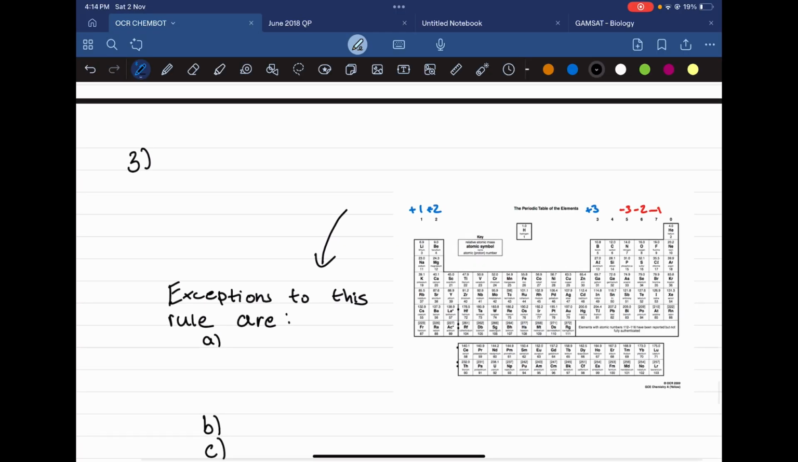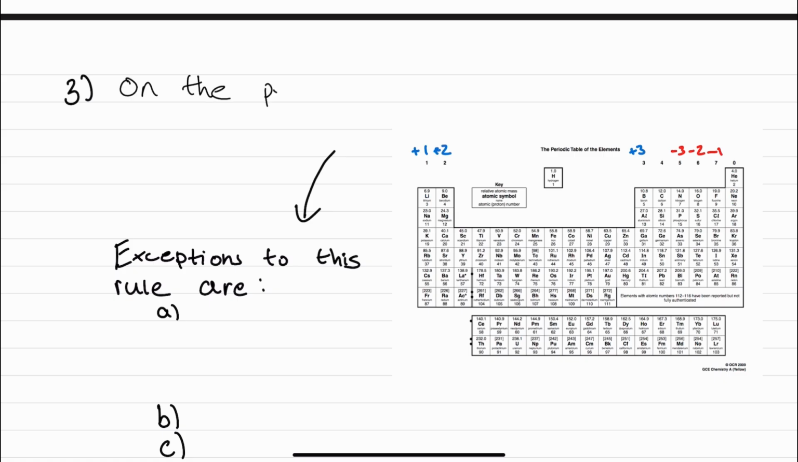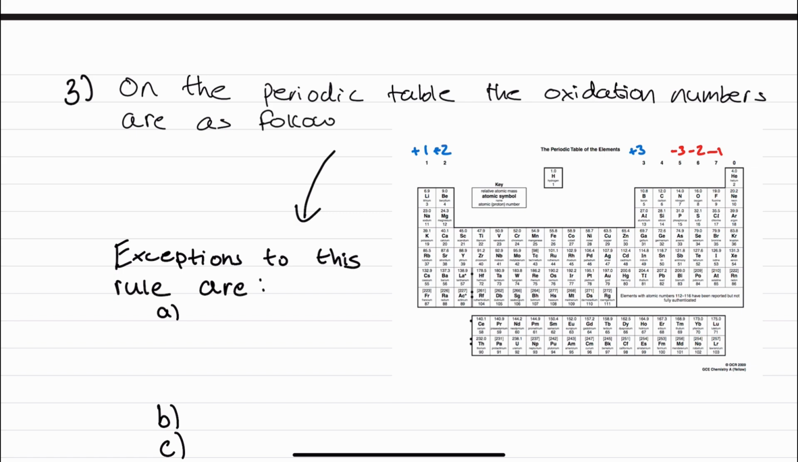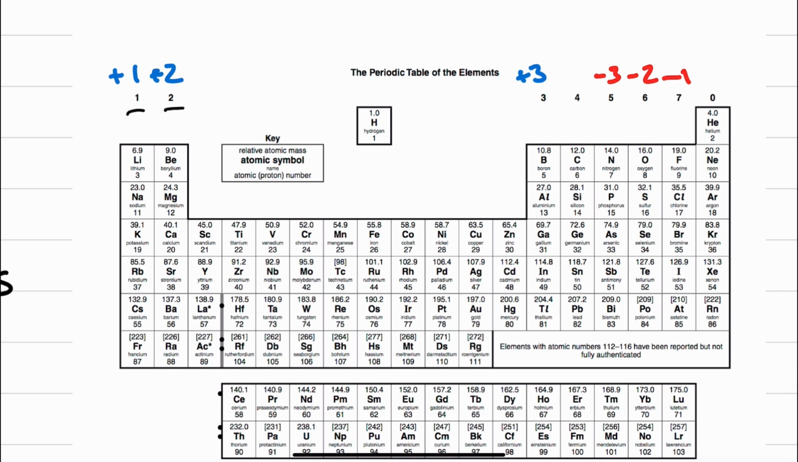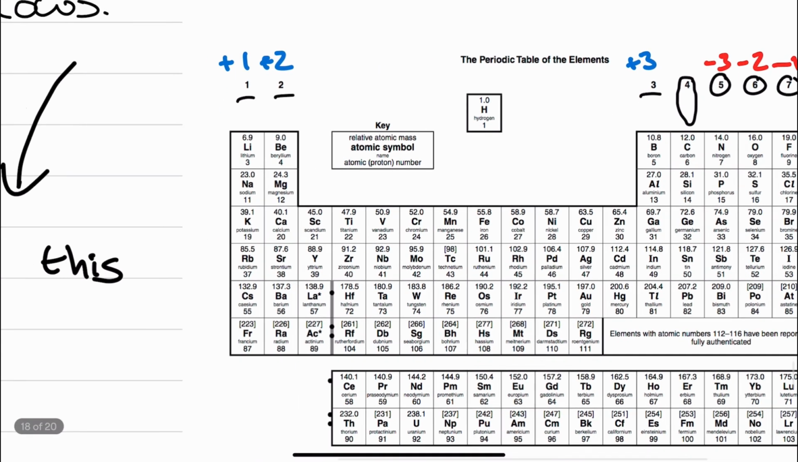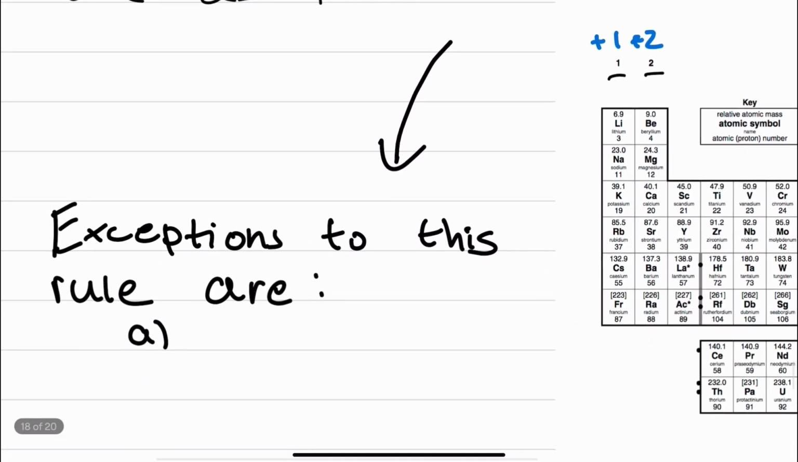Now, the last rule is on the periodic table, the oxidation numbers are as follows. Group 1 is +1, Group 2 is +2, Group 3 is +3, Group 4, you cannot put a number on it. Group 5 is -3, Group 6 is -2, and then Group 7 is -1. Now, there are certain exceptions to this rule.